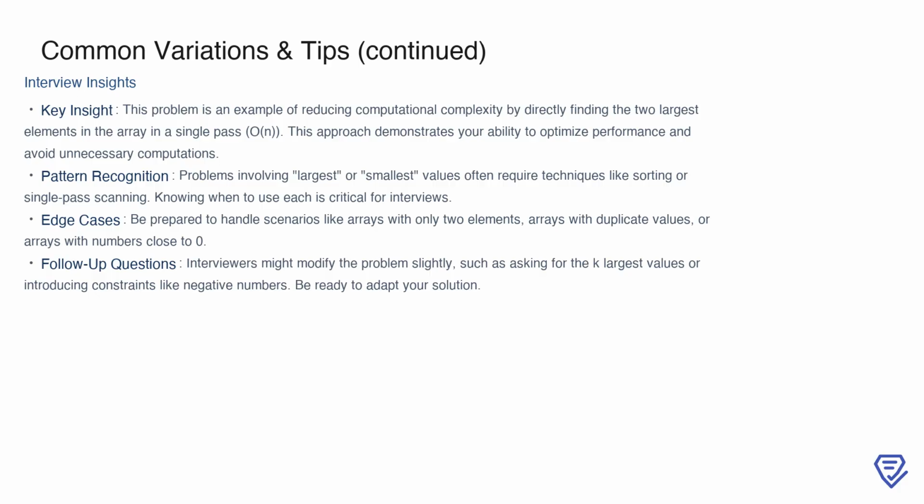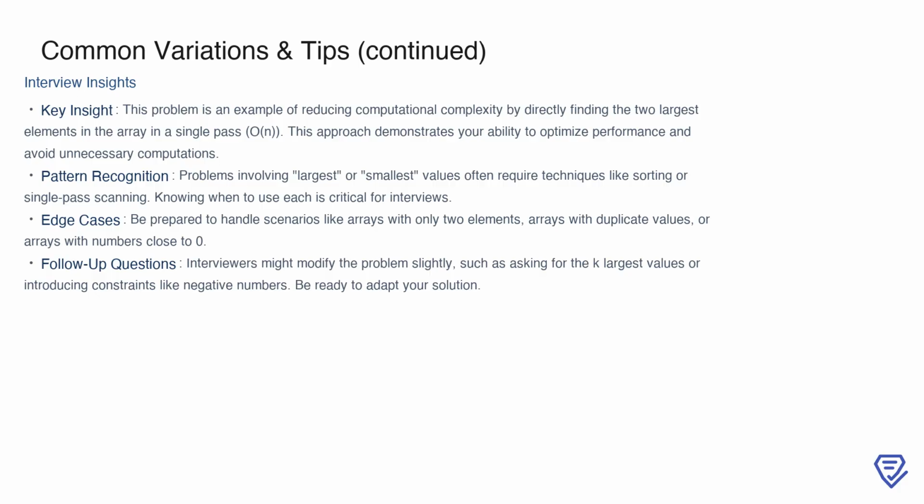This problem is a great opportunity to demonstrate your ability to reduce computational complexity. By directly finding the two largest numbers in a single pass, you achieve an optimal O(n) solution, which is a significant improvement over less efficient methods. Recognizing this pattern is a valuable skill, as problems involving the largest or smallest values frequently appear in technical interviews. You should consider whether sorting or single-pass scanning is more appropriate for a given context.